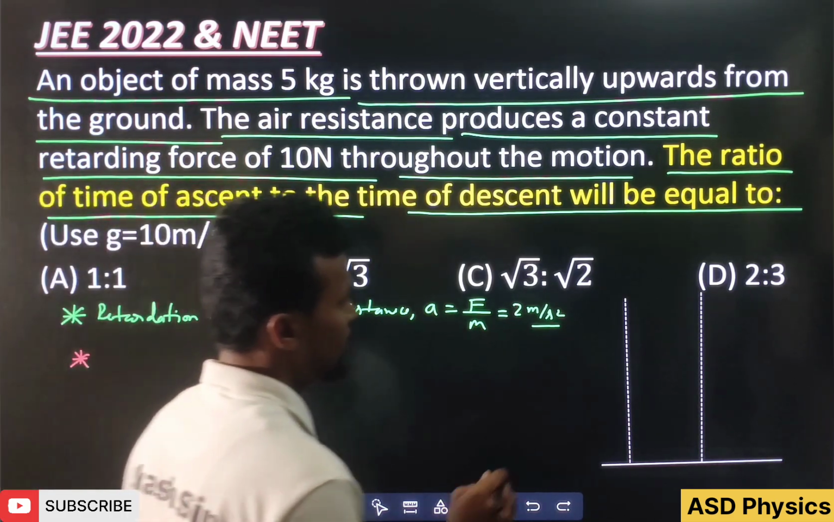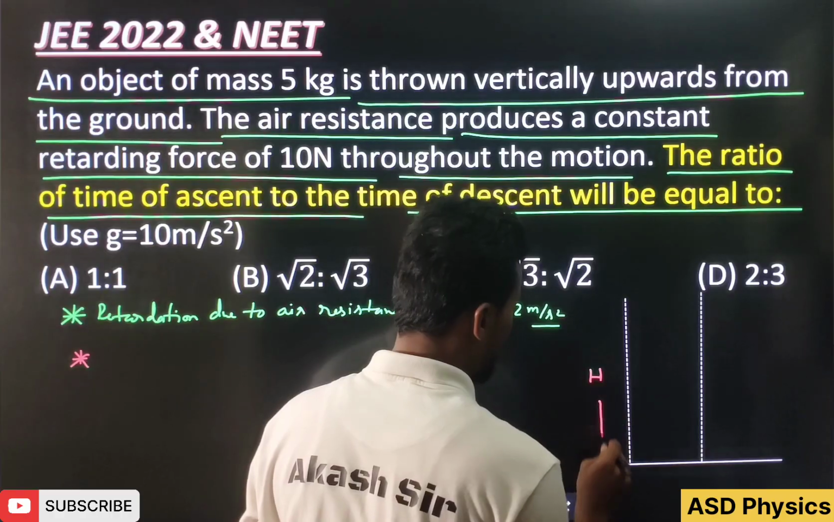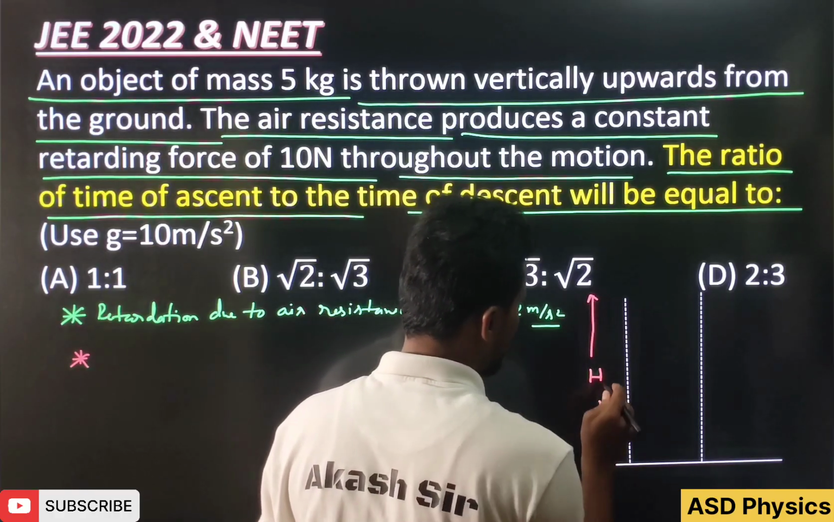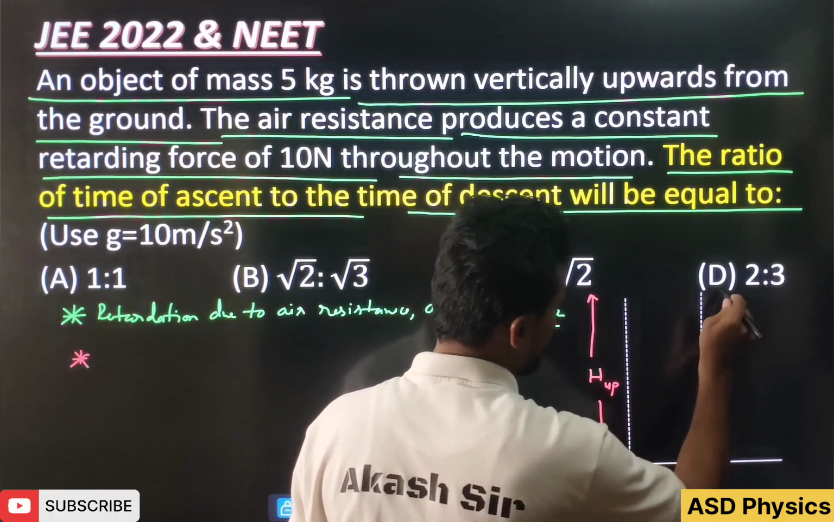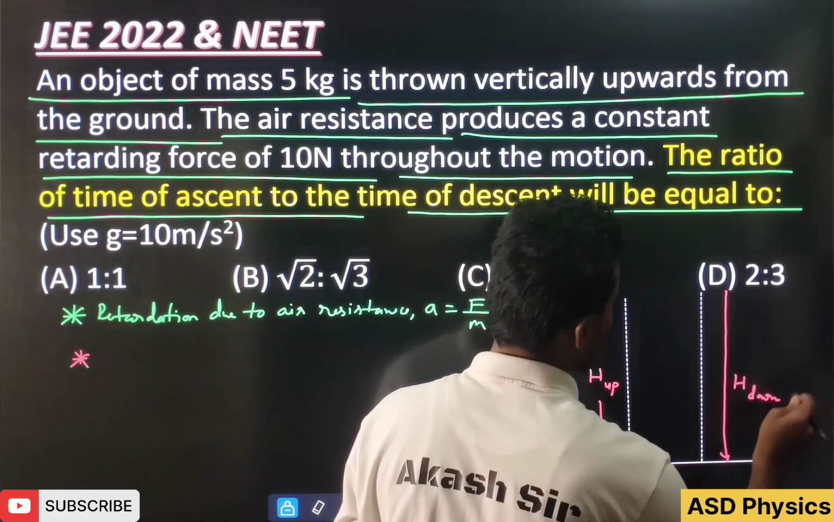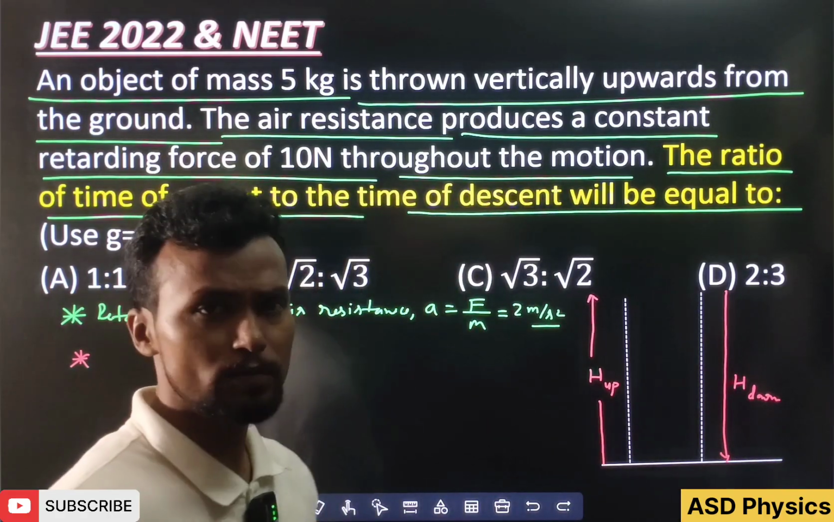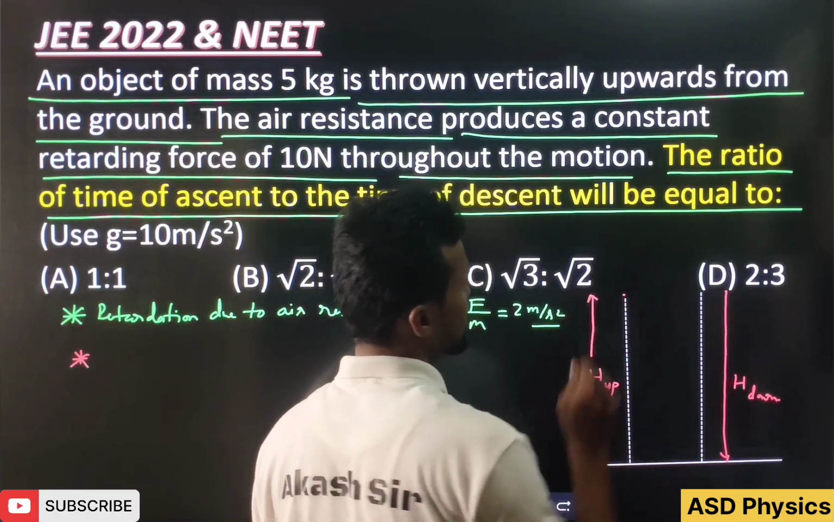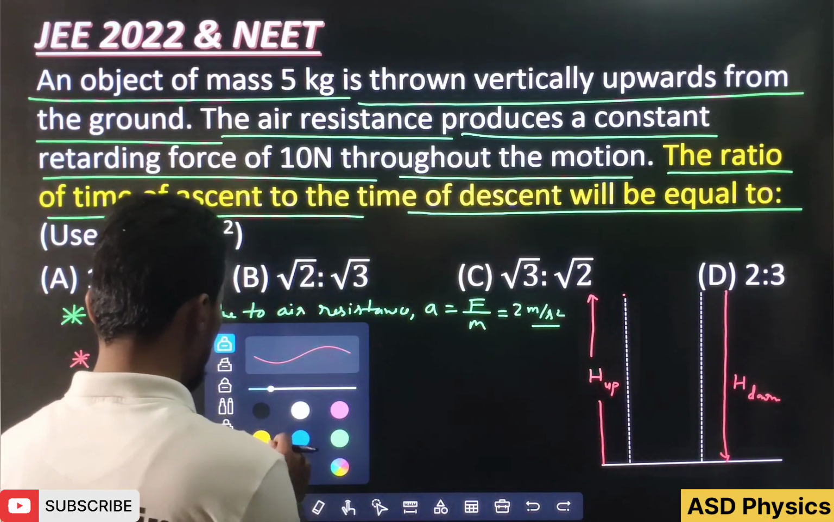Remember that here. Whatever height the ball goes up, the same height the ball will come down also. So h up and h down will be equal. Anyhow, symmetry is there. Now what will happen here, students? You know very well here.